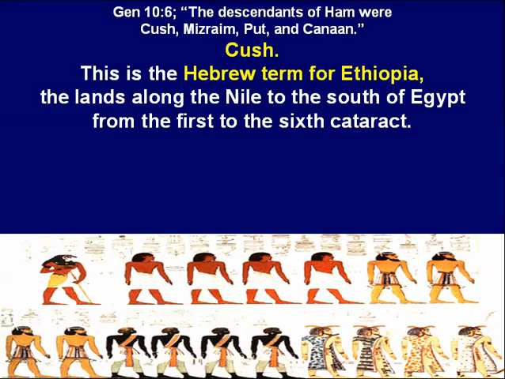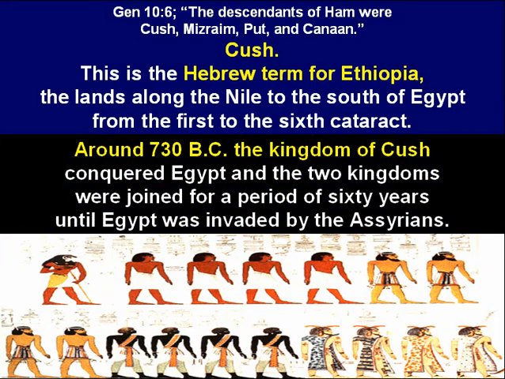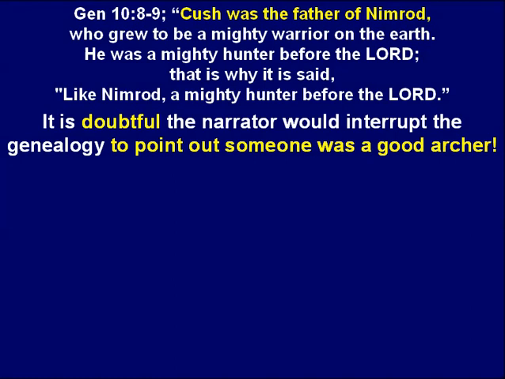Cush. This is a Hebrew term for Ethiopia, the lands along the Nile to the south of Egypt, from the first to the sixth cataract. Around 730 BC, the kingdom of Cush conquered Egypt, and the two kingdoms were joined for a period of 60 years until Egypt was invaded by the Assyrians.